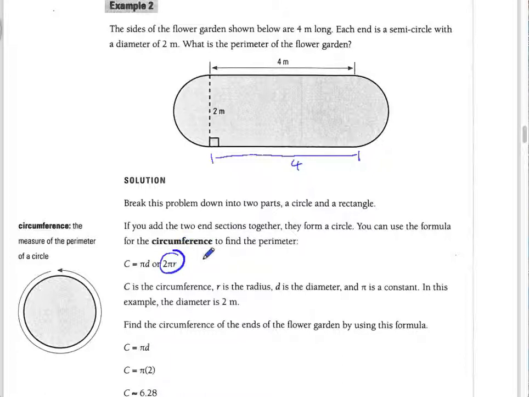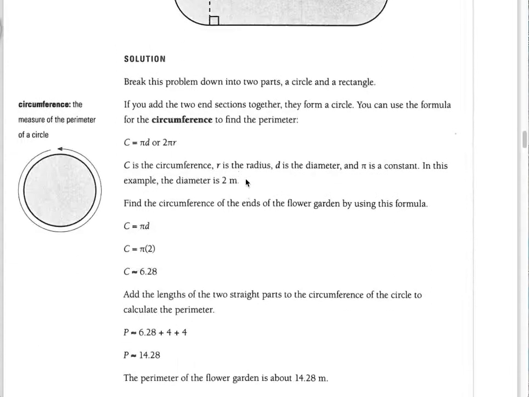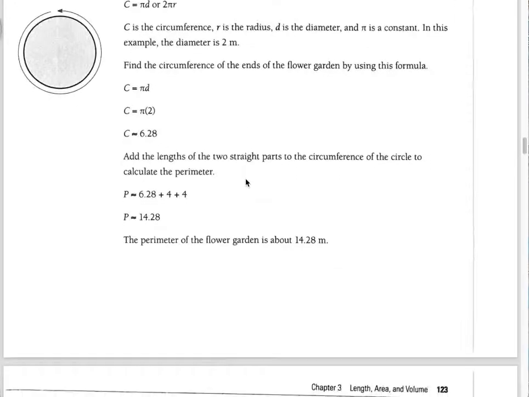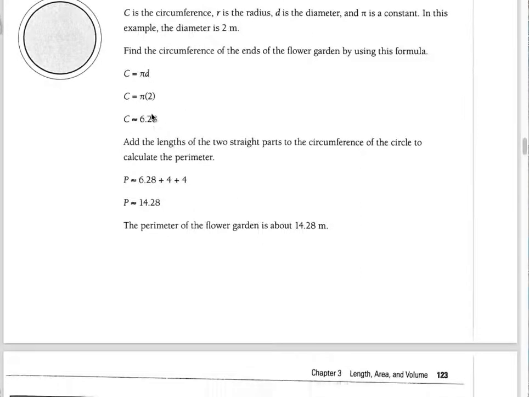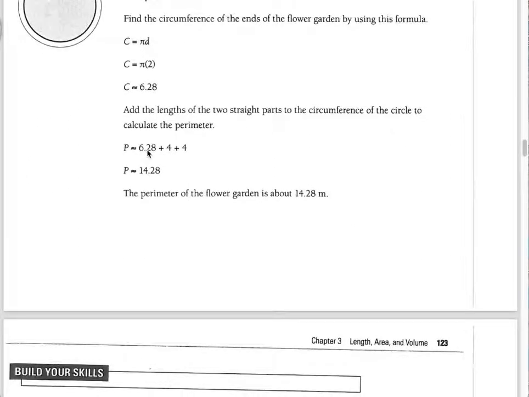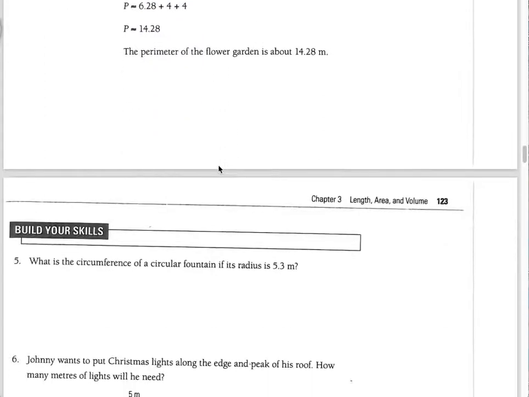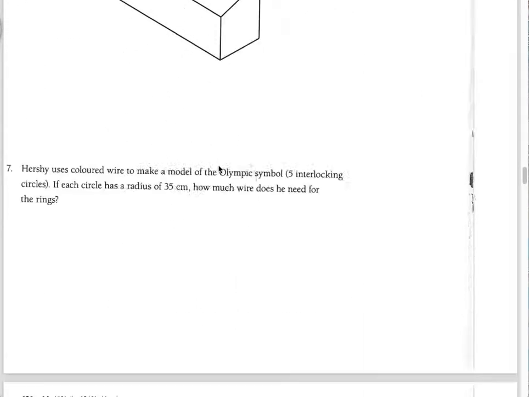So in the calculations now, it will show you that here we take, well, they're using the diameter instead of the radius, so pi times diameter, pi times 2 gives you the circumference, and to the circumference you add the 4 plus 4, and you get the perimeter of 14.2. Okay, so if you can do the following examples.